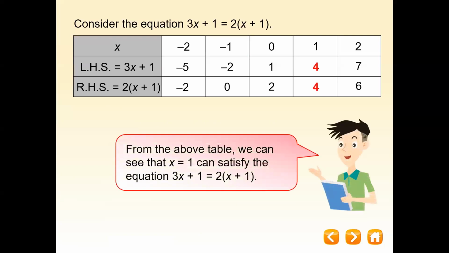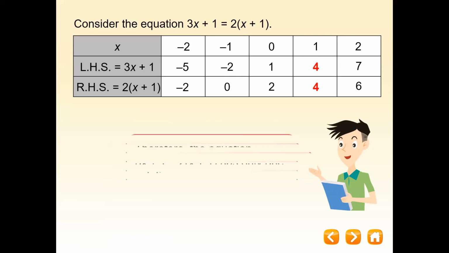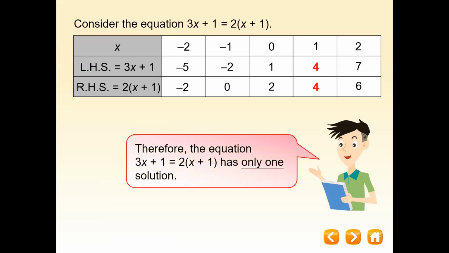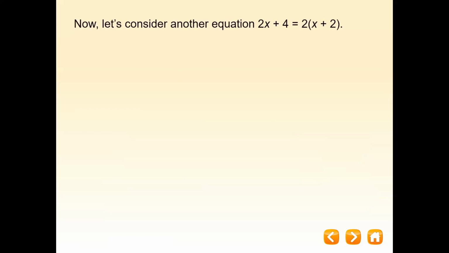From the above table, we can see that x equals to 1 can satisfy the equation 3x plus 1 equals to 2 times bracket x plus 1. Actually, there's only one value of x, that is x equals to 1, which can satisfy the equation 3x plus 1 equals to 2 times bracket x plus 1. Therefore, the equation has only one solution. But is this always true?